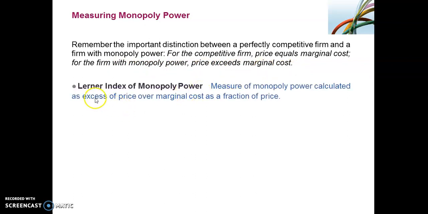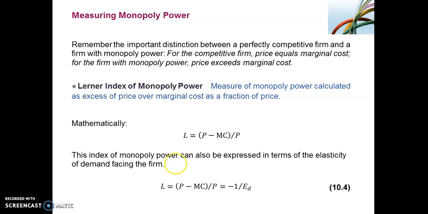And this brings us to the Lerner Index of monopoly power, and that is a measure of monopoly power calculated as an excess of price over marginal cost as a fraction of price. And mathematically, it can be stated as such. But of course, this is also derived from your rule of thumb for pricing, which you don't do in your second year. So this index of monopoly power can be expressed in terms of the elasticity of demand facing the firm. However, you will not be tested on this.